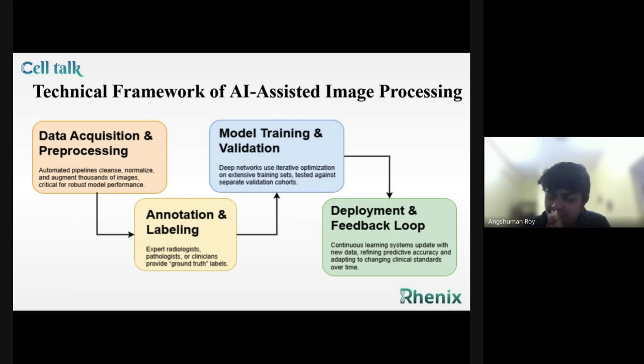These are done by the field experts. Then we need to train the model and validate that particular model. Then we deploy the models and run them on a continuous feedback loop with more data coming in. This continuous learning system updates with the new data, refining predictive accuracy and adapting to changing clinical standards over time.